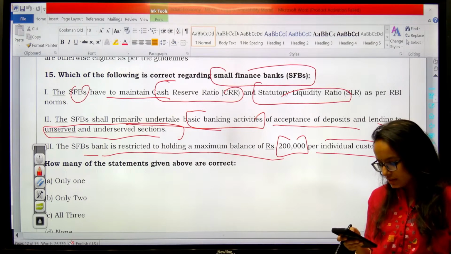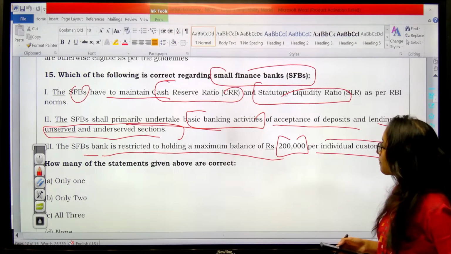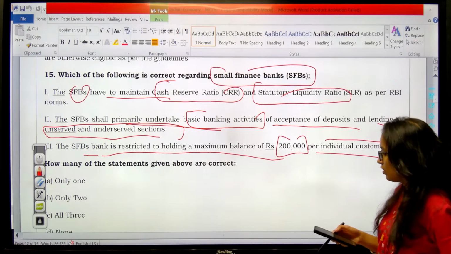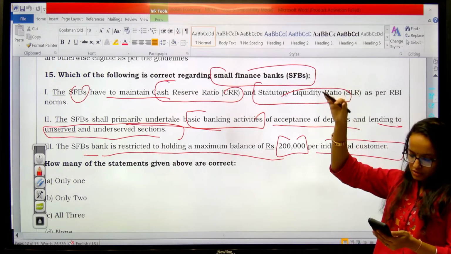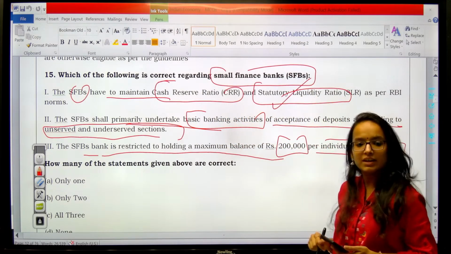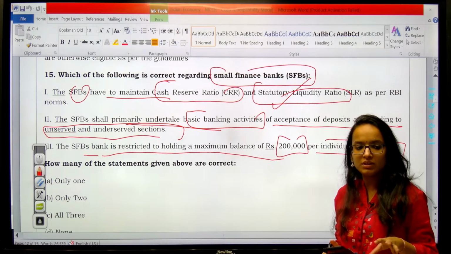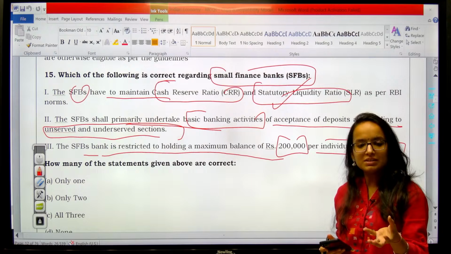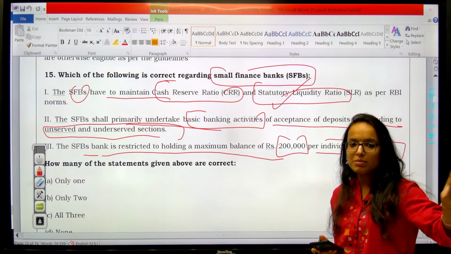You are saying 2 is correct, that is statement 3 is wrong. 2 lakhs limit is on payments bank. Okay, so you are saying 3rd is wrong. Let's see. So first says SFB have to maintain CRR and SLR. Yes, that's true. Okay, what is CRR and SLR? Cash reserve ratio, statutory liquidity ratio. The reserve requirements as per the RBI. You have to maintain the minimum reserve requirement.